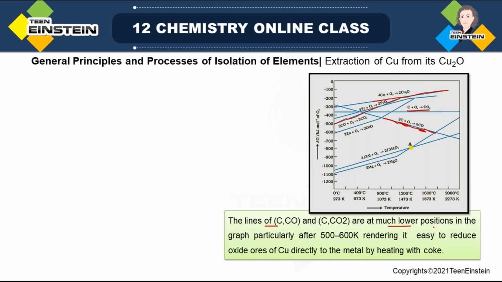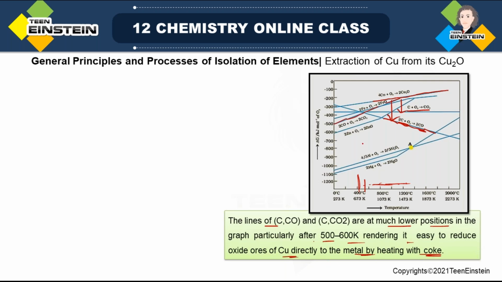They are at a much lower position in the graph, particularly after 500 to 600 Kelvin. After around this range of temperature, this line is much below the copper line. That means these two can act as reducing agents when temperature is greater than 600 Kelvin, rendering it easy to reduce oxide ores of copper directly to the metal by heating with coke.